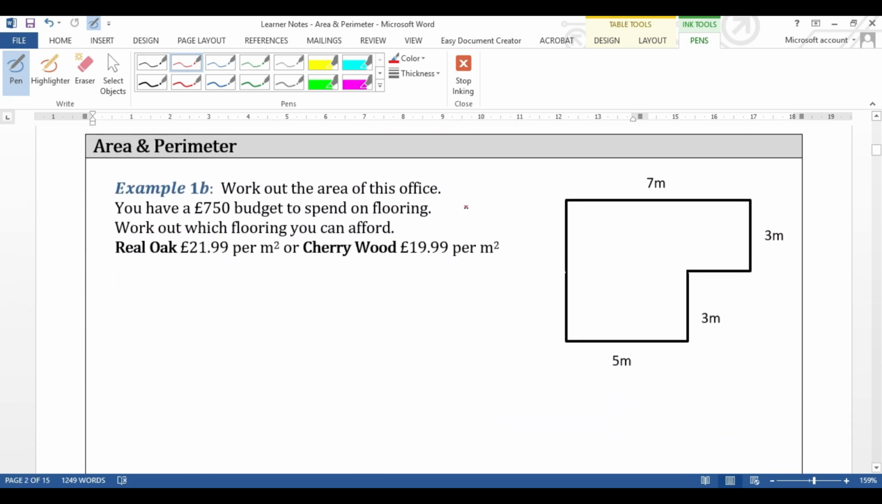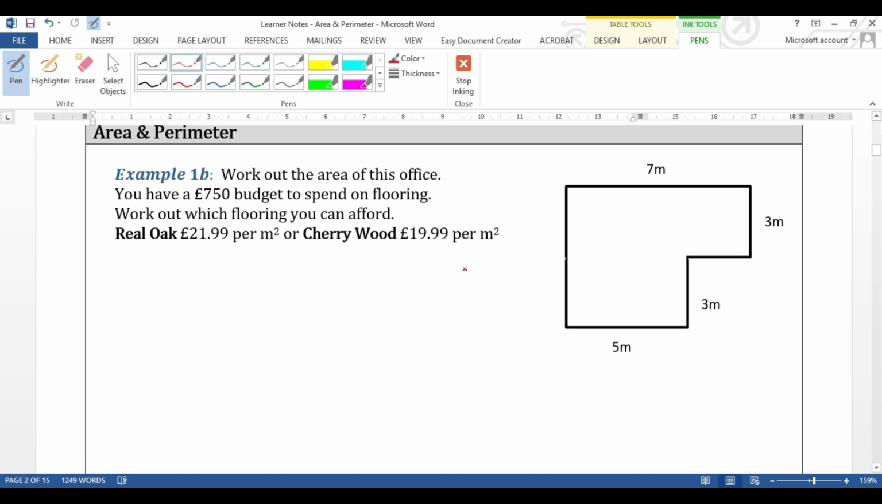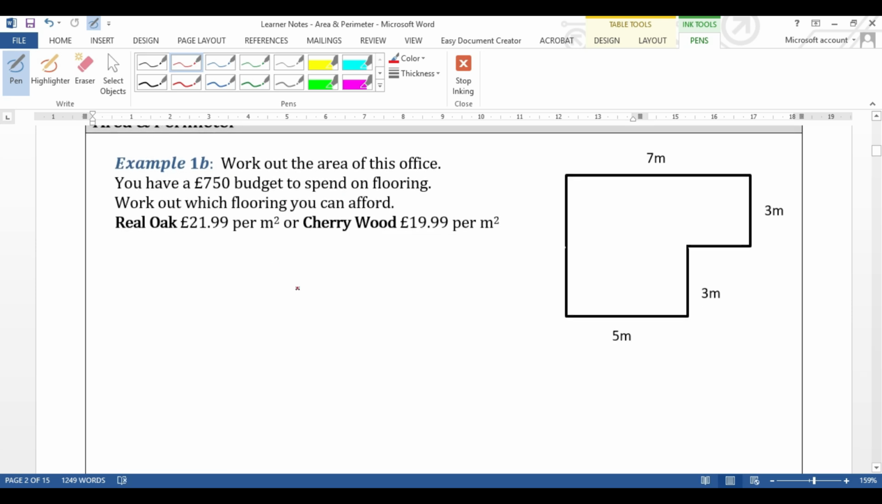So another recap from level 1 really, to do with a compound shape where you've got two rectangles stuck together, or sometimes we call it an L shape. It says work out the area of this office. You have a £750 budget to spend on flooring. Work out which flooring you can afford. So it says real oak £21.99 per metre squared, or cherry wood £19.99 per metre squared.